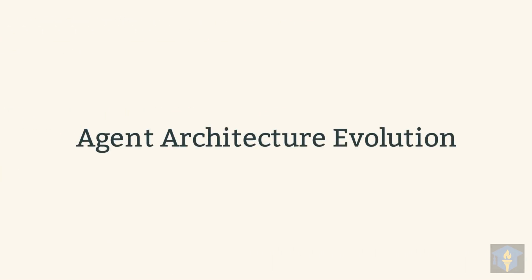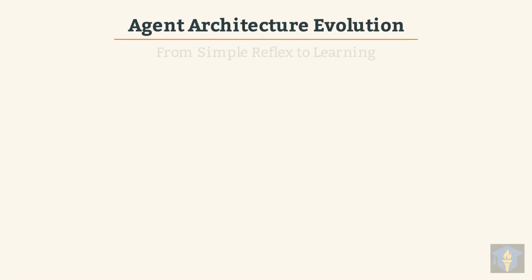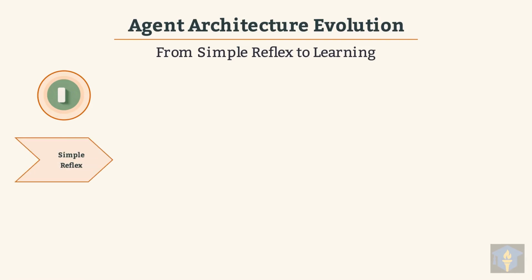Now, let's explore how agent architectures have evolved, becoming progressively more sophisticated over time. We'll trace this evolution, starting from basic reflex agents all the way to advanced learning agents. Starting with simple reflex agents, these are the most basic, reacting instantly to immediate situations. They react to current perceptions without memory, using simple if-then condition action rules for quick responses.